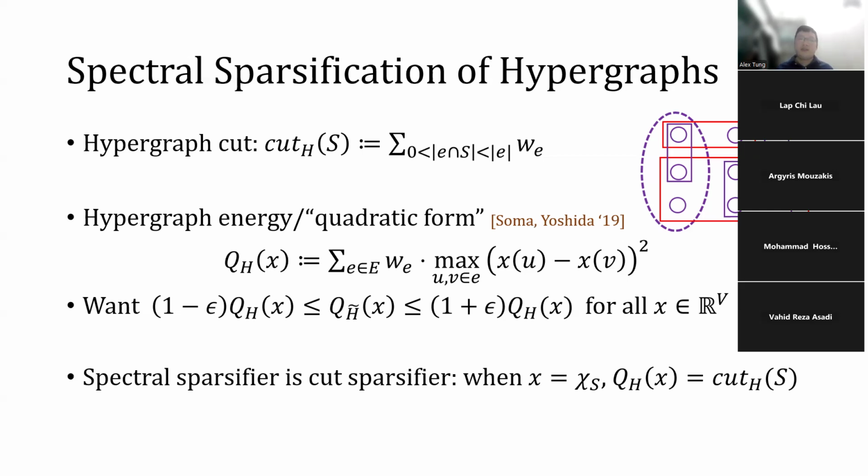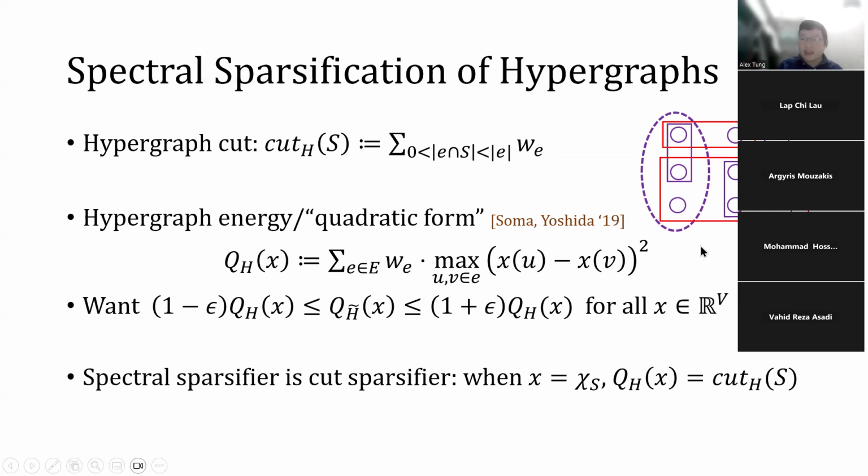So with this notion, you can define an epsilon spectral sparsifier of a hypergraph H to simply be an H tilde so that the energy at each point x is within 1 plus or minus epsilon of the energy for the original graph H.